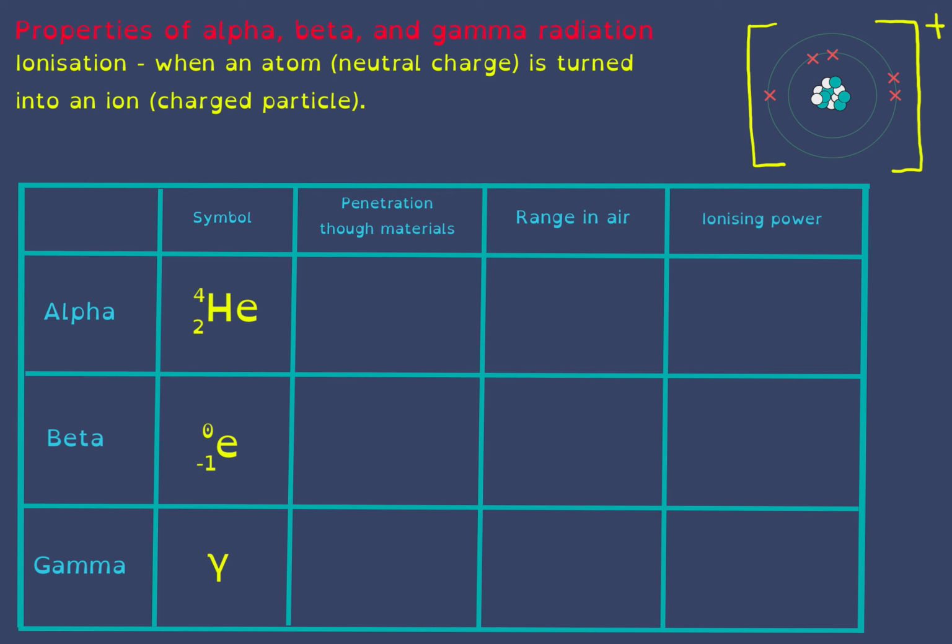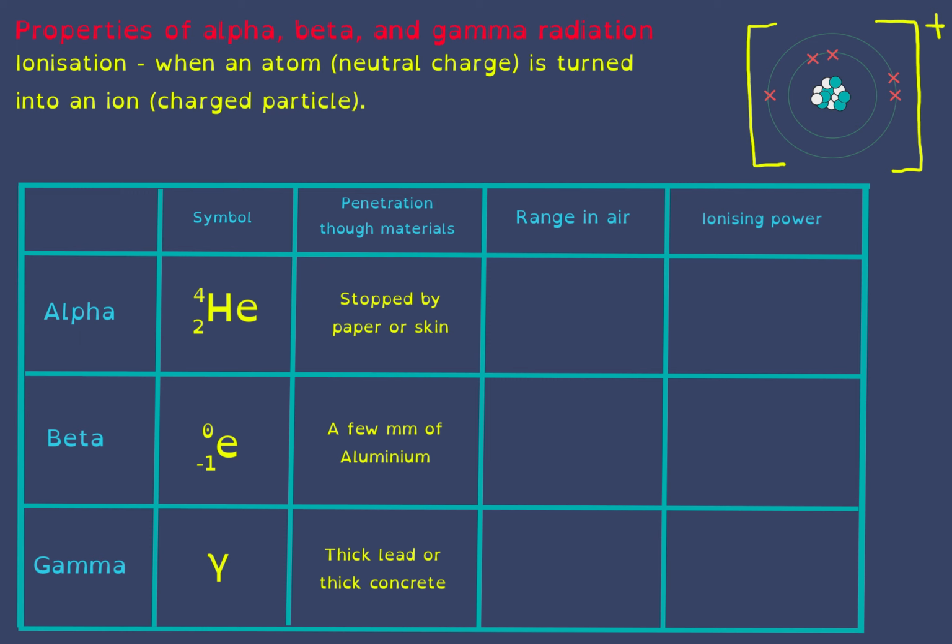Penetration through materials is how far alpha, beta and gamma radiation will actually travel through a material. Alpha is the least good at travelling through materials and will be stopped by either paper or skin. Beta is the next least good, and it will be stopped by a few millimetres of aluminium. Gamma is the best at travelling through materials, and it will only be stopped by thick lead or thick concrete. Their range in air also reflects their ability to penetrate through materials.